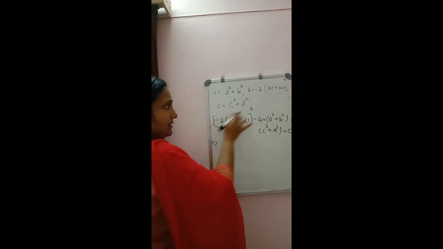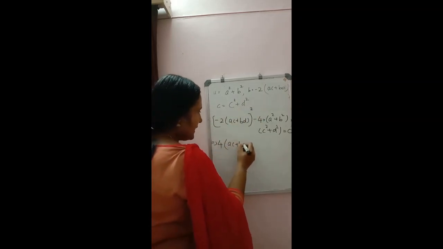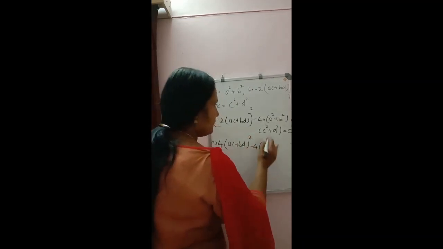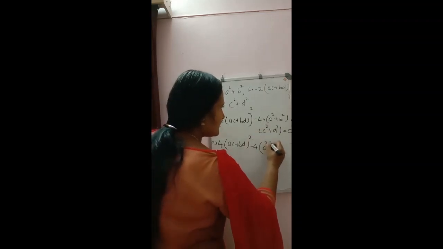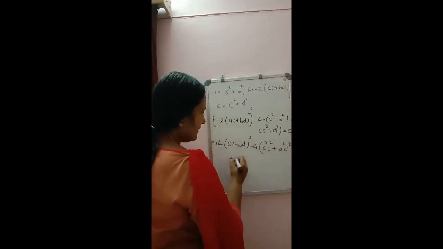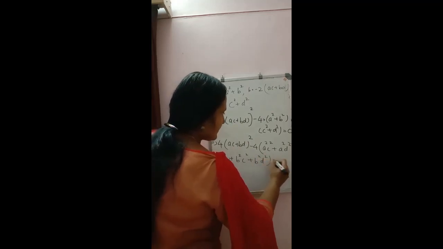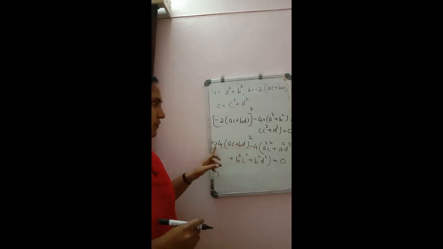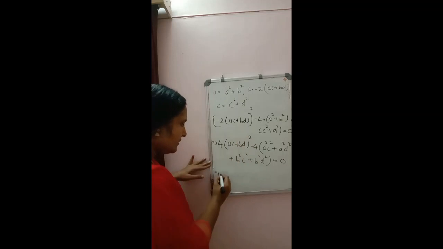Here you can check, (−2)² will be equal to 4. So 4(ac + bd)² − 4 into, first we can multiply these two expressions. So it will be a²c² + a²d² + b²c² + b²d² = 0. Both the expressions contain 4, so we can cancel it by 4. Now we can simplify (ac + bd)².